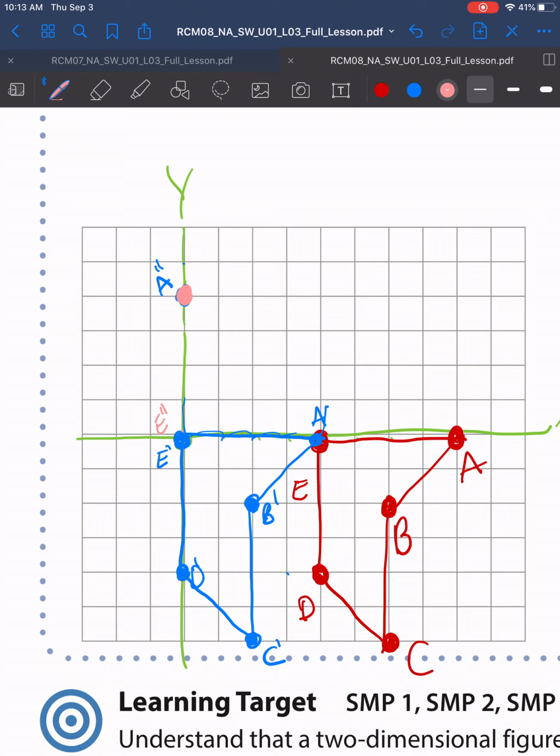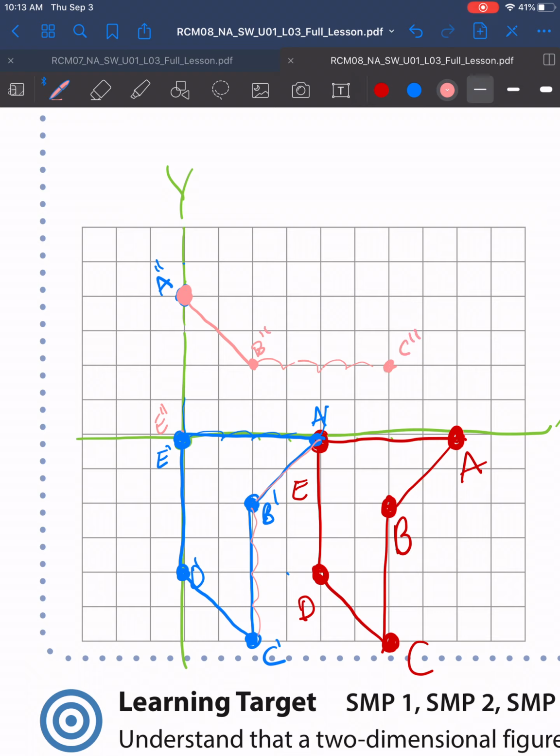Now B looks like it's diagonal 2. So I'm going to go diagonal from here 2. So new B would be about right here. Do you see how that is diagonal, just like the corresponding side right there is diagonal? And then from B to C, it goes over 1, 2, 3, 4. So I'm going to go over 1, 2, 3, 4. Here's new C.